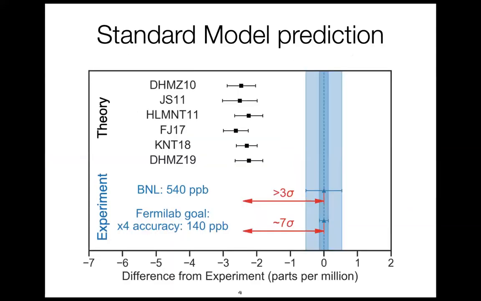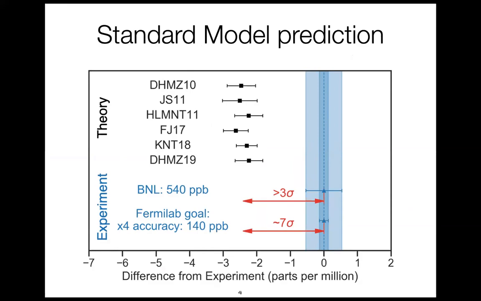Here's a summary of what the standard model thinks the anomalous part should be. These are the black points and error bars. And the light blue band on the right side is what the previous experiment measured. And there's the ongoing more than 3 sigma tension between the standard model prediction and the measurement of the experiment.